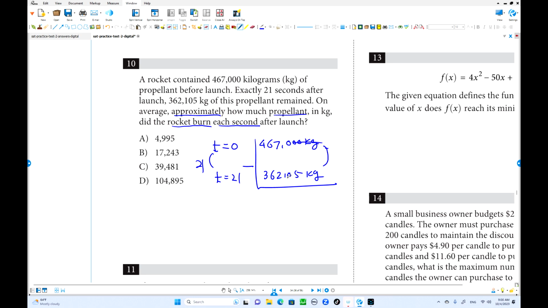So forget about this one. So 467 minus 360, how much? 105, right, 1,000 kilograms spent, okay? For what, 21 seconds, okay? When you divide by this one, so 105 divided by 21 equals around 5,000, okay? Yeah, this is the best answer.